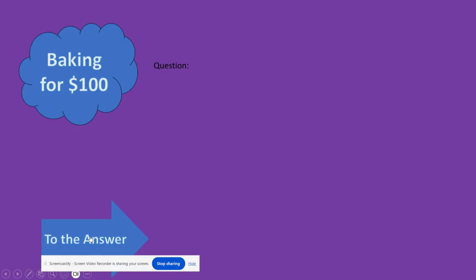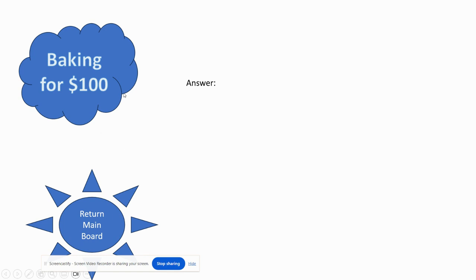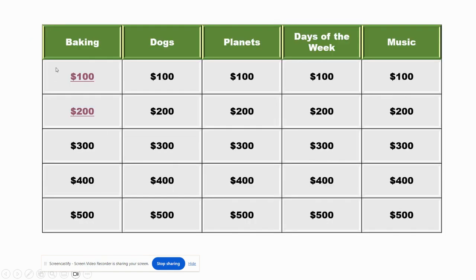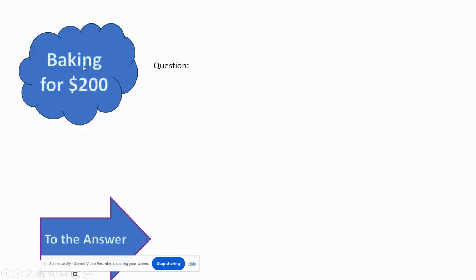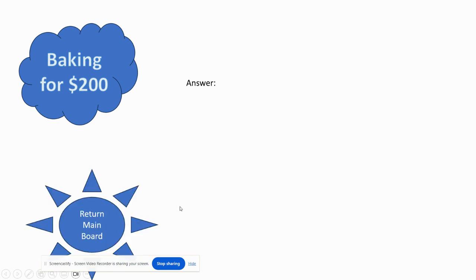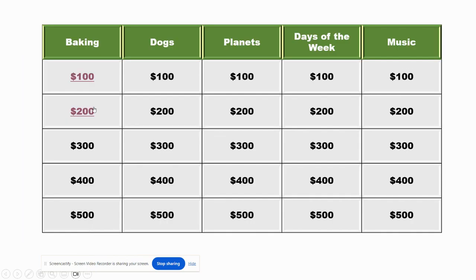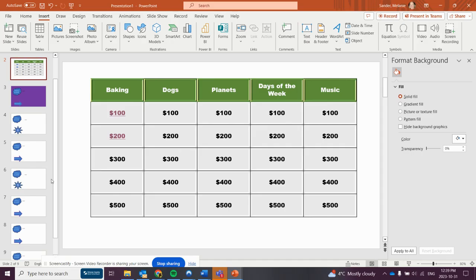Okay, baking for 100, to the answer, baking for 100, answer, return to the main menu board, baking for 200, baking for 200. I'm going to click to the answer, and it's taking me to baking for 200, the answer, and then return to the main menu board. Boom. So those ones work.